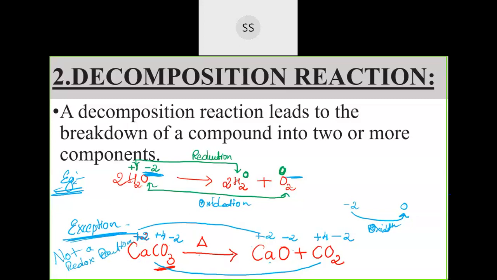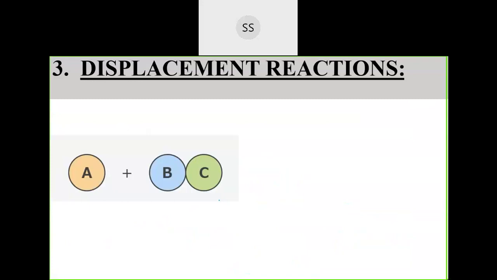So you need to find out the oxidation state and check them out. Then you'll be able to understand which type of reactions are redox reactions. So that's all about decomposition, where you understood that one reactant will break down to give you two or more simple components. Now moving on with the next one.